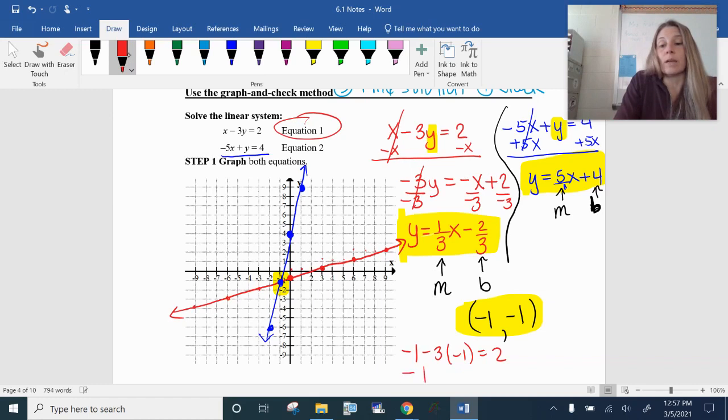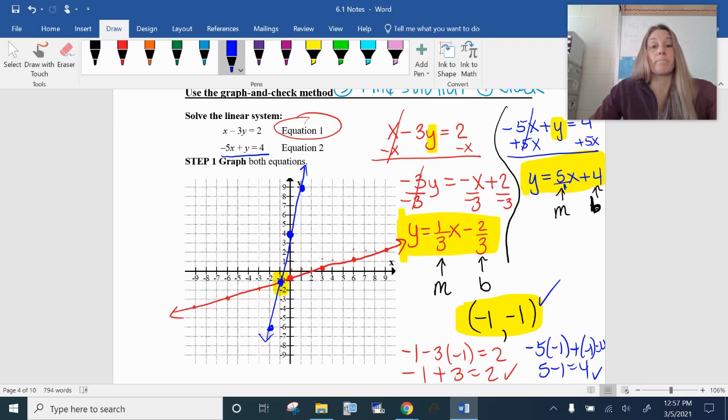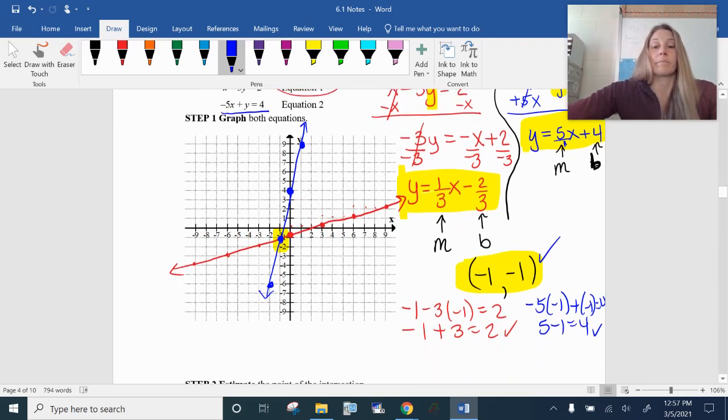So that becomes negative 1 plus 3 equals 2, and that works. And then I'm going to check the second equation, negative 5 times negative 1 for x plus negative 1 for y equals 4. And that's going to become 5 minus 1, which does equal 4. So this is the correct solution.